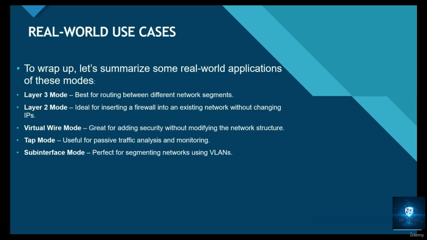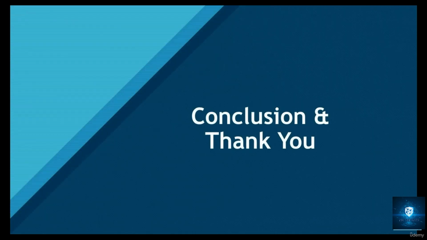Right, now to wrap up, let's summarize some real world applications of these modes. Layer 3 mode is best for routing between different network segments, as we saw. Layer 2 mode is ideal for inserting a firewall into an existing network without changing IP addresses. And the vWire mode is great for adding security without modifying the network structure. The tap mode is useful for passive traffic analysis and monitoring. And last but not the least, the subinterface mode is perfect for segmenting a network using VLANs. Now that would be all.